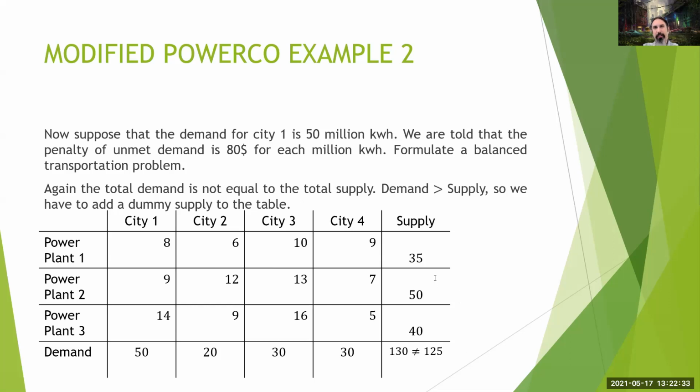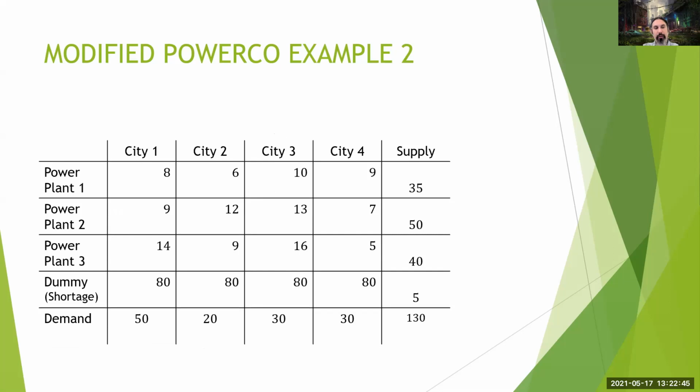So this time we're gonna add a dummy supply. Okay, a dummy power plant, something that's not there. Okay, this is the shortage version of it. This is the shortage from supply. So when we add that shortage dummy, now we know that all of these power plants will work at maximum capacity, but one of these 4 cities is not gonna have its demand met.